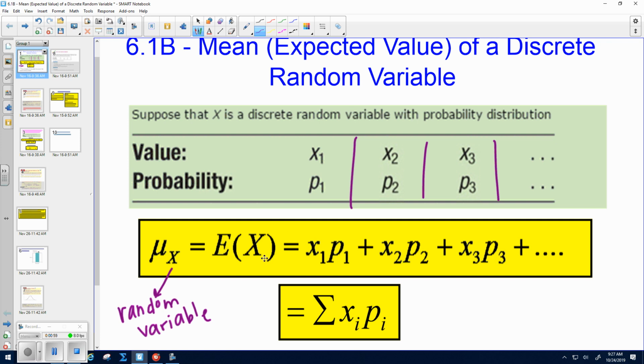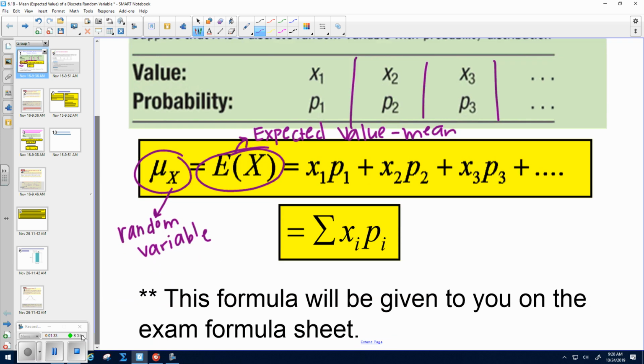E of x is another way of saying mean. We call E of x the expected value. It still means the mean, okay? So you do need to know both of these symbols for the mean. And then how we calculate it is we do the data point times its probability plus the next data point times its probability plus the next data point times its probability until you get to the last one. I would write that formula down.